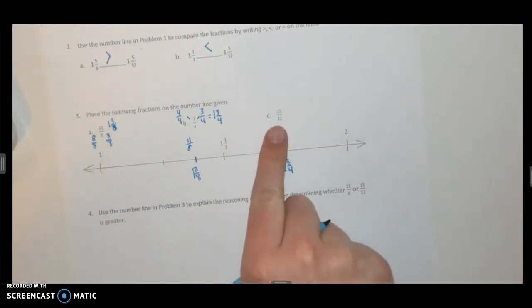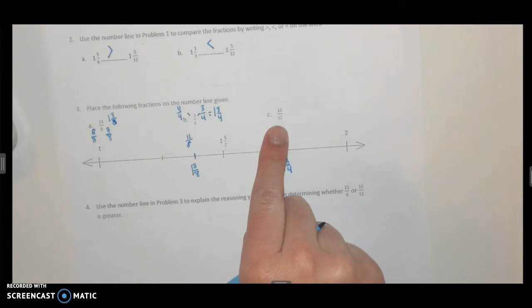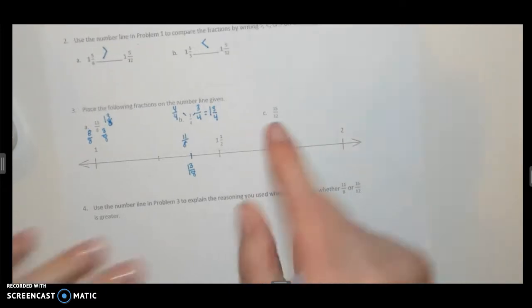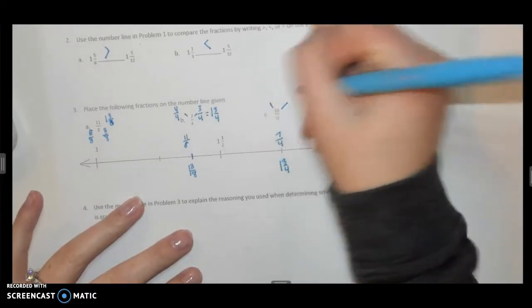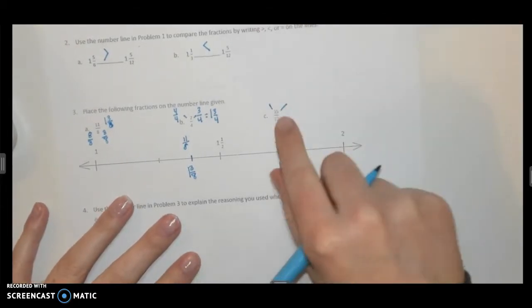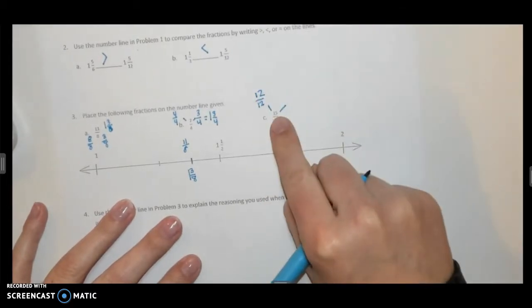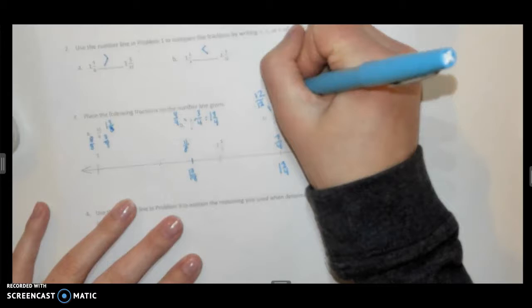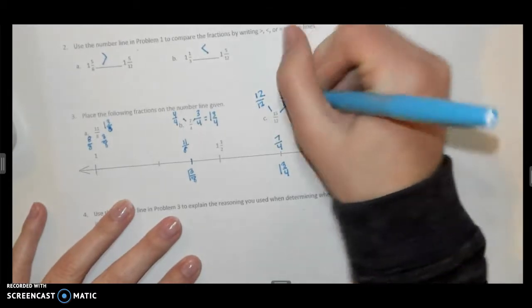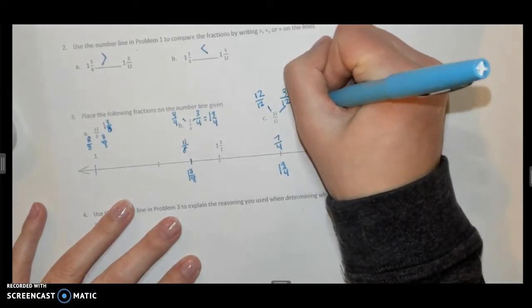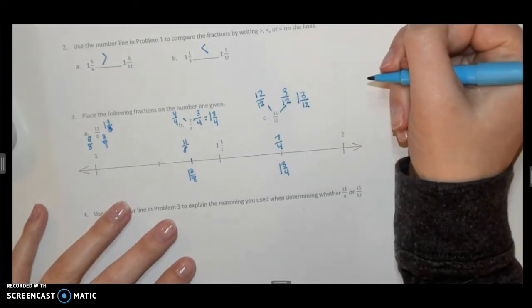Now our last one is 15/12. And for that one, our number bond, to figure out what our fraction will be, you definitely have 12/12. And how many more to get to 15? 3. So it would be 3/12. So 1 and 3/12.